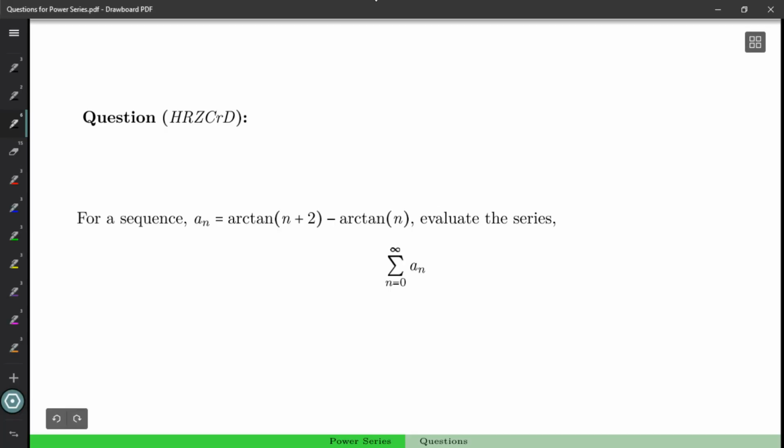For a sequence, a_n is equal to arctan(n + 2) minus arctan(n), evaluate the series, starting with a_0, then plus a_1, plus a_2, and so on all the way up to infinity. Okay, evaluate. How could we evaluate something like this?